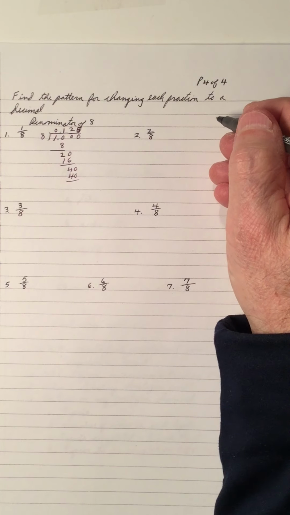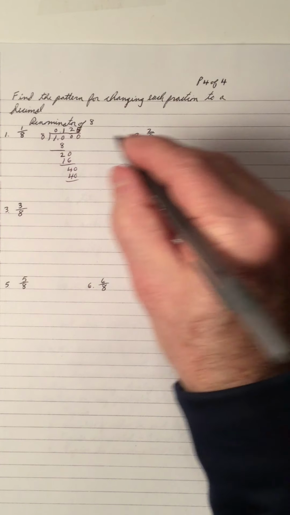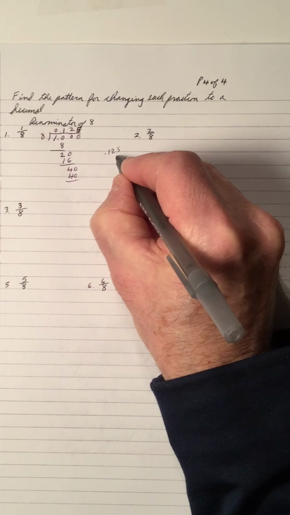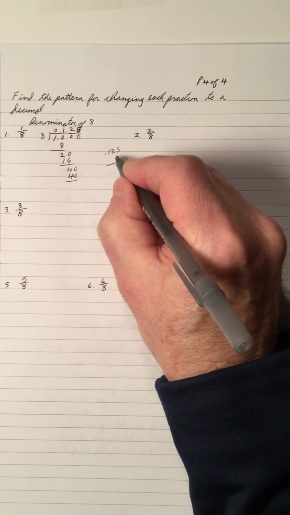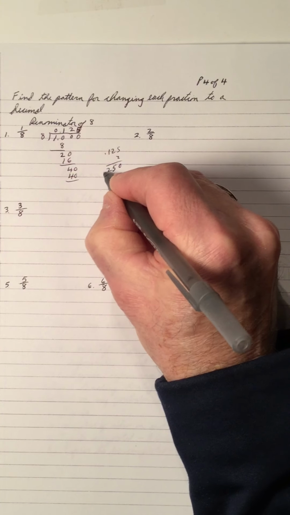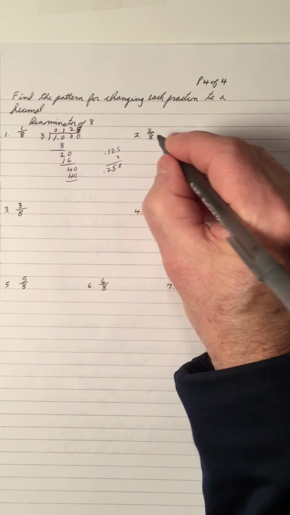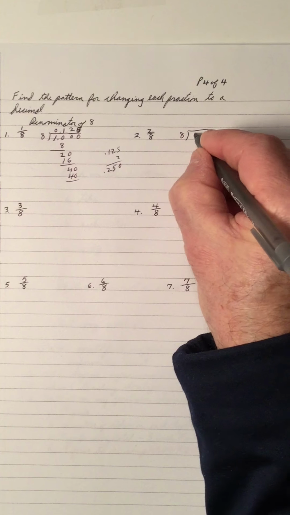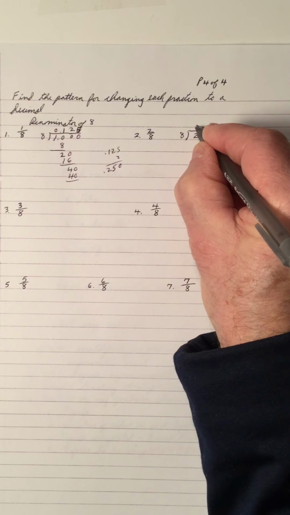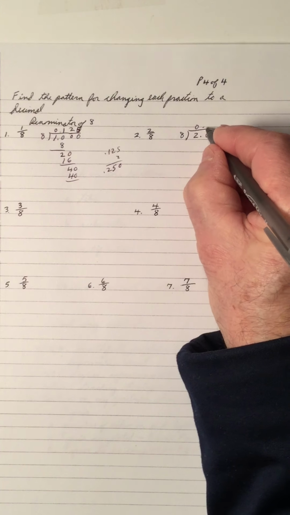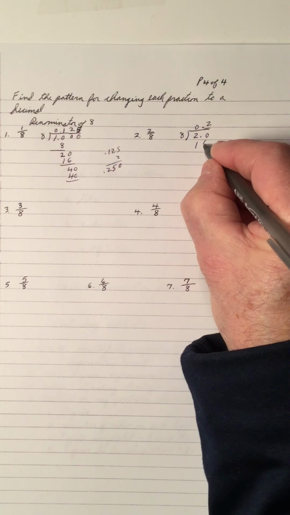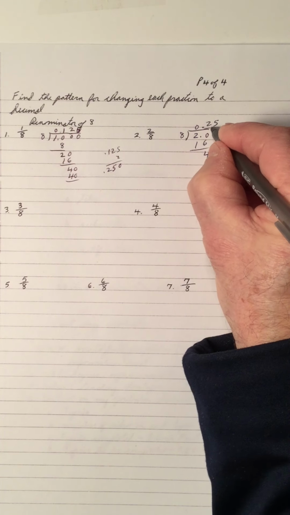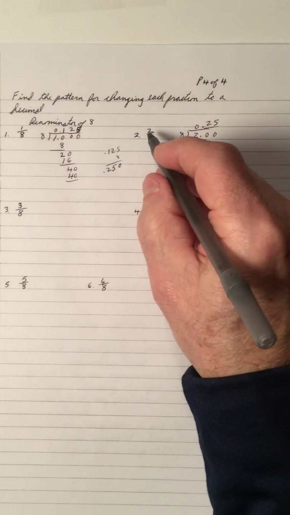So 2/8 should be twice that. If you multiply 0.125 by 2, you get 0.25. So 2/8 should be twice 1/8. Let's just check. 8 divided into 2, can't go. 8 into 20 goes 2 times, 2 eights are 16. 20 subtract 16 is 4, bring down another 0. 8 into 40 goes 5. So decimal 0.25 is 2/8.